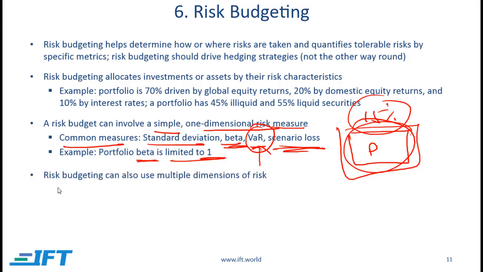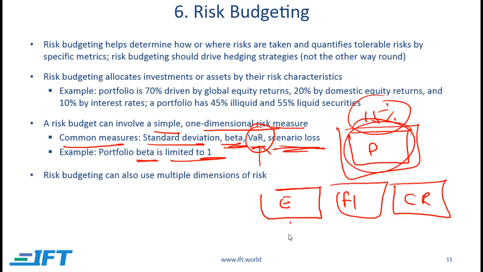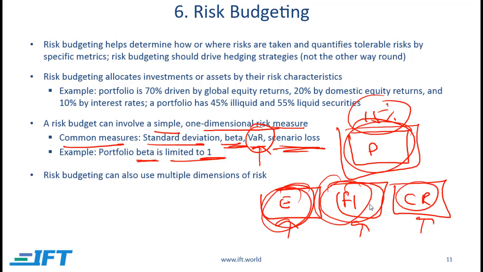Risk budgeting can also use multiple dimensions of risk. So we can first define the different dimensions of risk. So we can say that there is equity risk, there is fixed income risk, and there is commodity risk. And then we can allocate our investments to these various categories of risk. For each of these categories, we can define or budget the amount of risk that is acceptable. Now, all that needs to fall within the risk tolerance level, but notice here we are deciding where the risk is being taken.